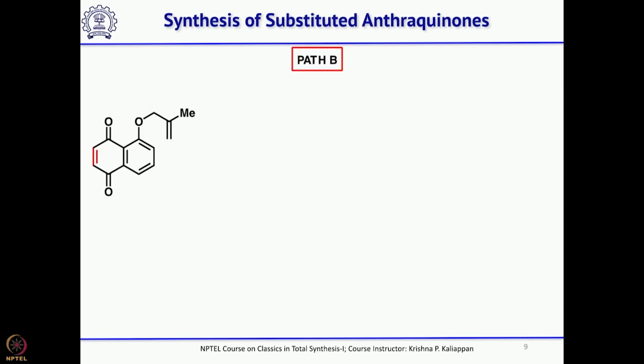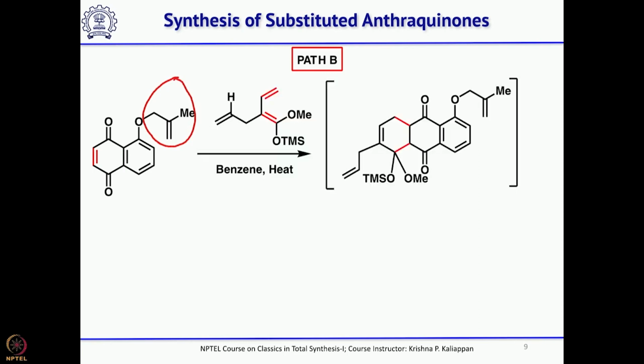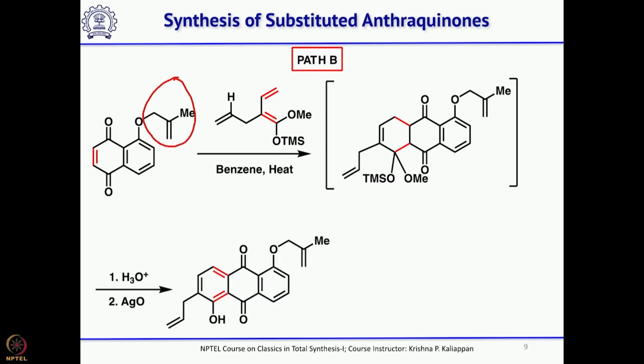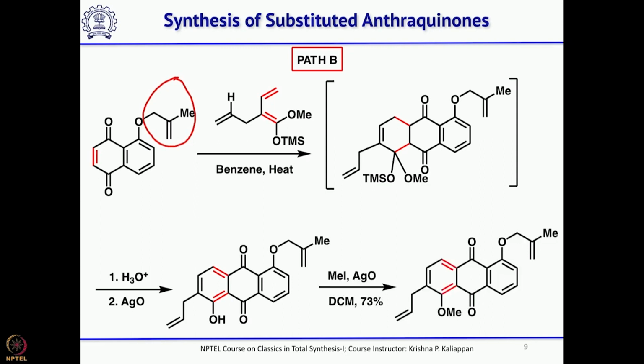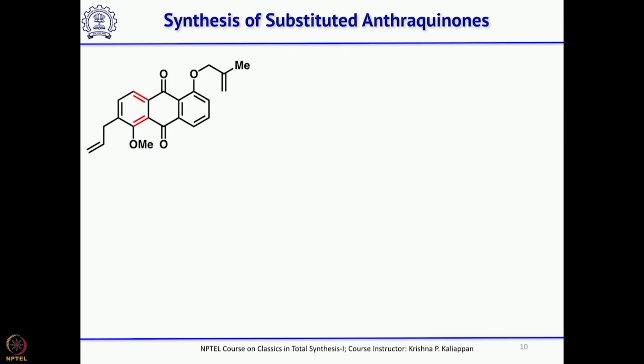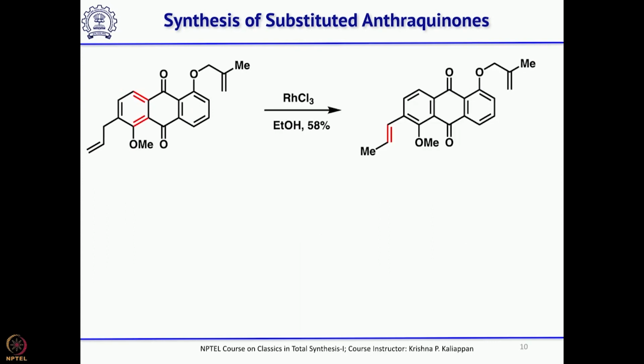They also used another method to prepare the same intermediate, where they started from juglone, which I already mentioned, and they allylated with this substituted allyl bromide. Then Diels-Alder reaction with this diene followed by aromatization, he could get this compound. Now you methylate this phenolic hydroxyl group, and what you need is to isomerize the double bond to internal alkene. So that was done again with rhodium chloride.